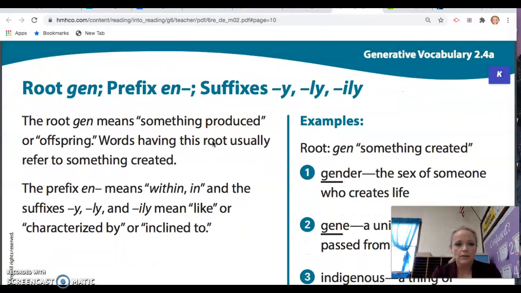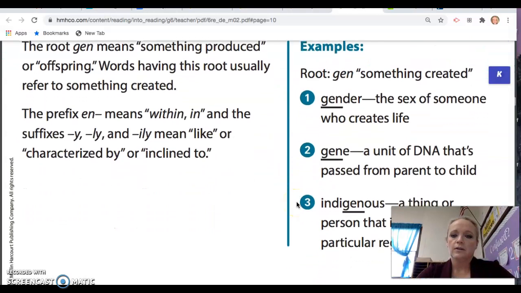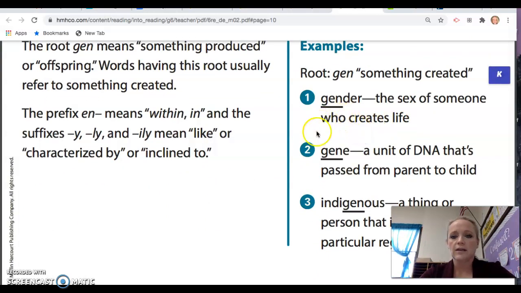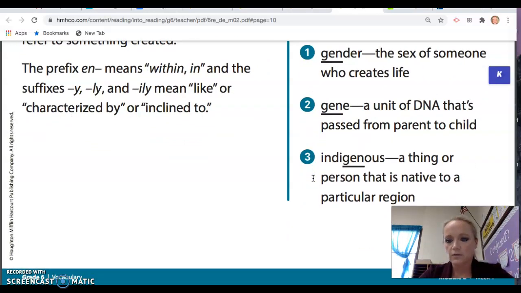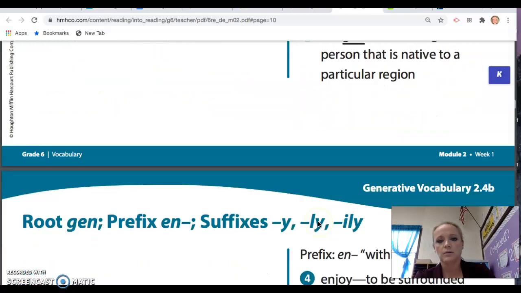So to start out with, we talked about the root gen, which means something produced or offspring. Words having this root usually refer to something created. Some examples are: 1, gender is the sex of someone who creates life. 2, gene is a unit of DNA that's passed from a parent to a child. And 3 should look familiar because that's an old vocab word. Indigenous is a thing or a person that is native to a particular region.